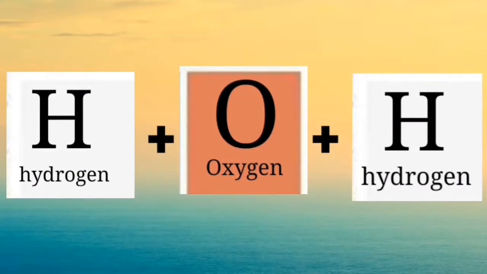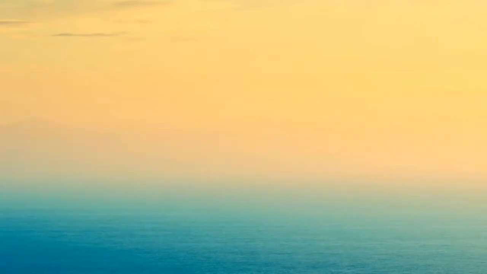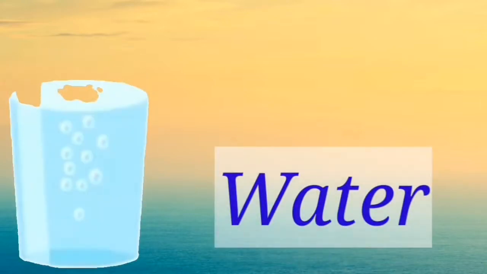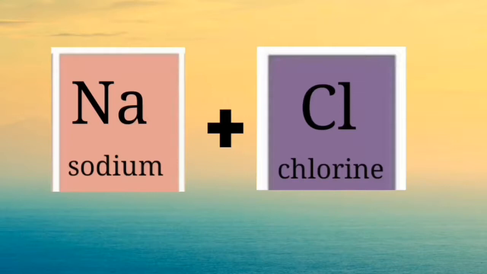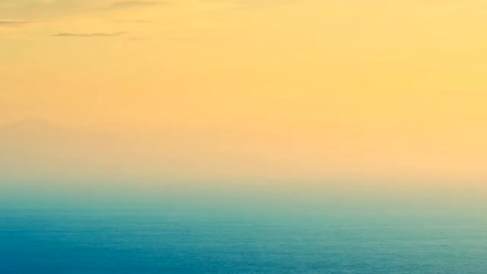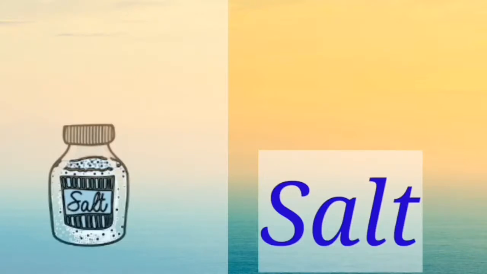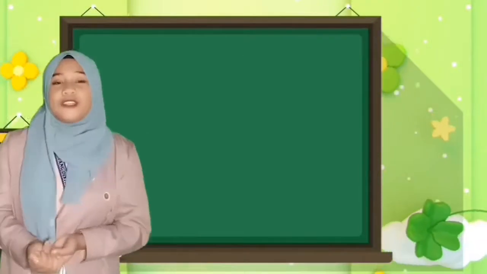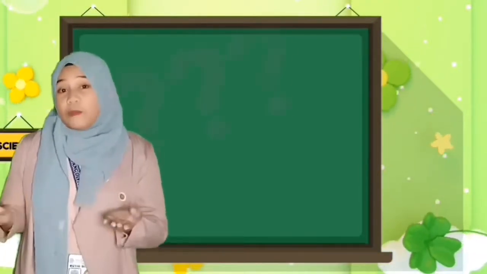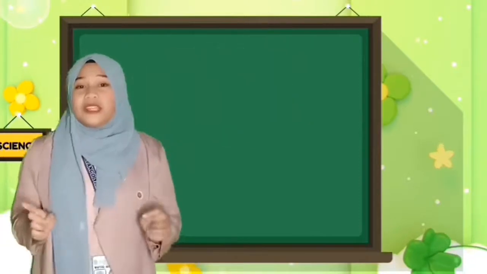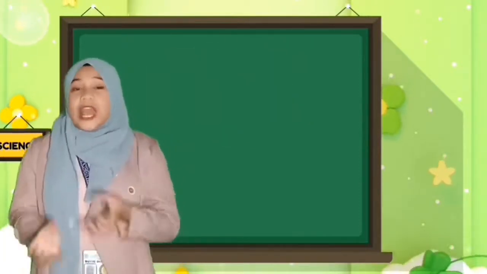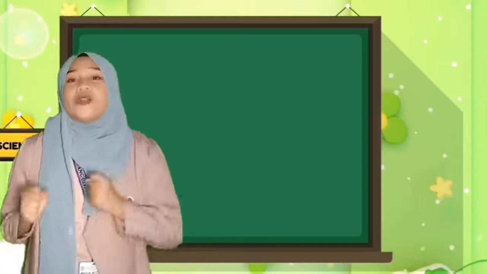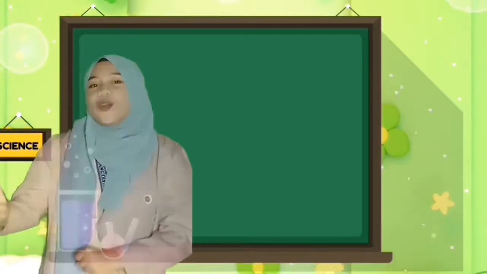Pag pinagsama ang dalawang atoms ng hydrogen, isang atom ng oxygen, makakabuo tayo ng water. Pag pinagsama ang isang atom ng sodium, isang atom ng chlorine, makakabuo tayo ng salt. Water and salt are pure substances. Ano ang pure substances? Ang pure substances ay yung mga substance na mahirap paghiwalayin. Sana all!